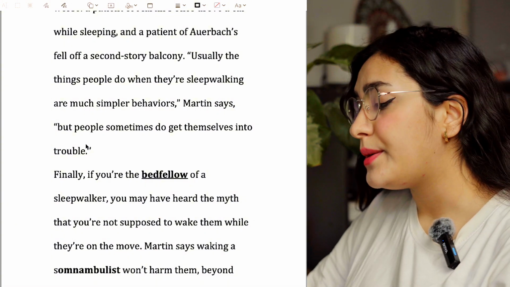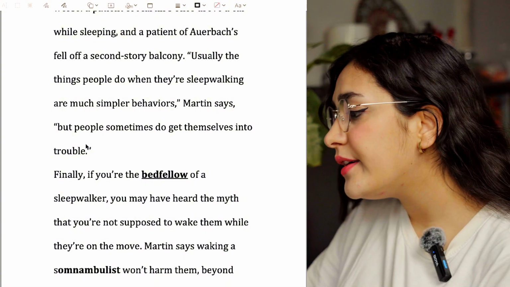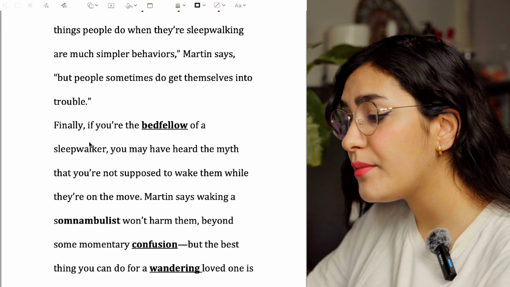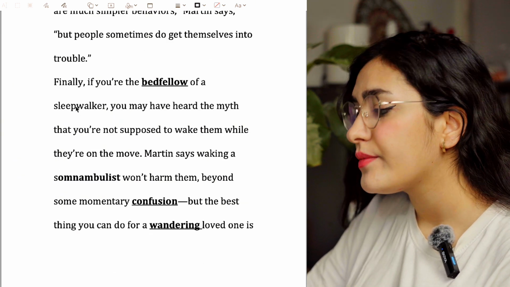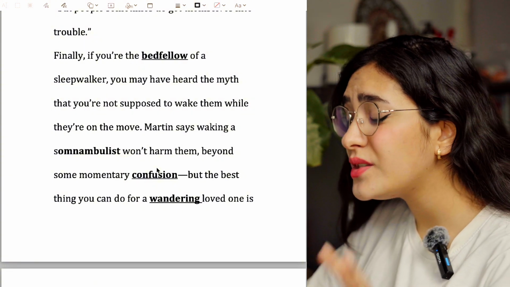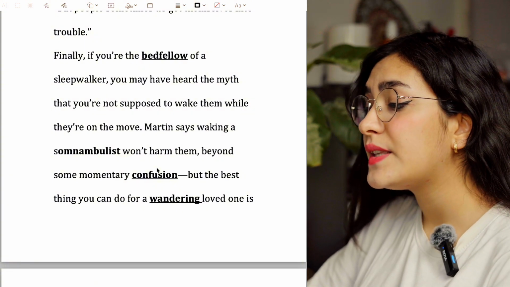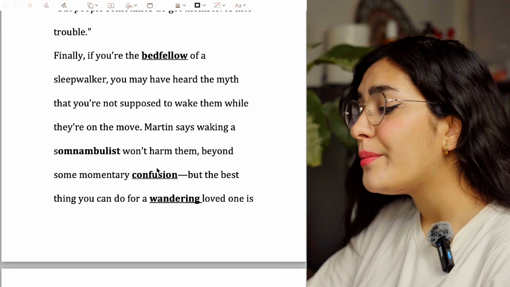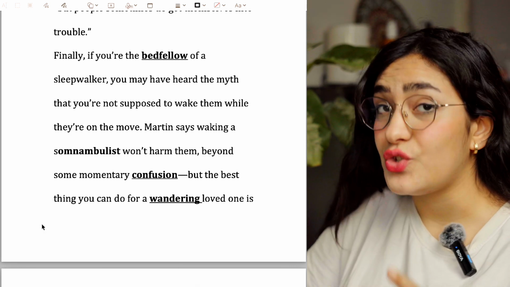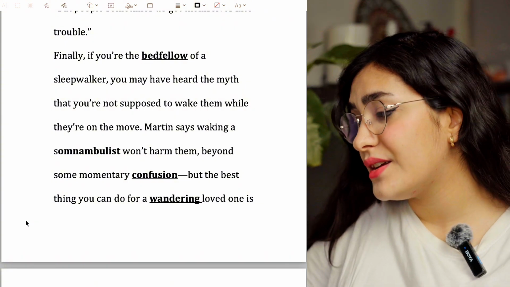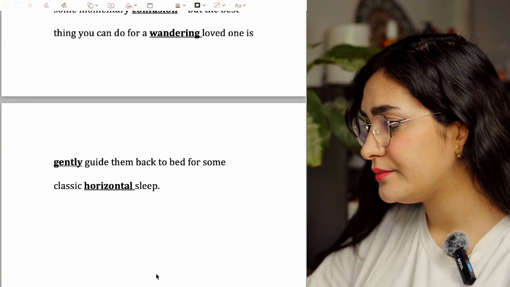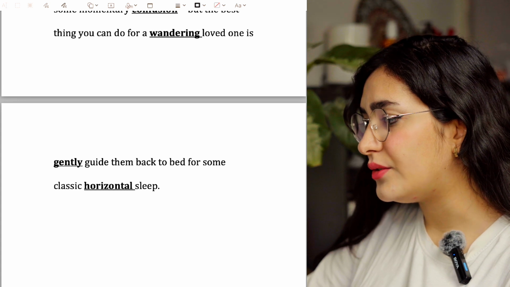Finally, if you're the bedfellow of a sleepwalker, you may have heard the myth that you're not supposed to wake them while they're on the move. Martin says awakening a somnambulist won't harm them beyond some momentary confusion, but the best thing you can do for a wandering loved one is gently guide them back to bed for some classic horizontal sleep. So, bedfellow.